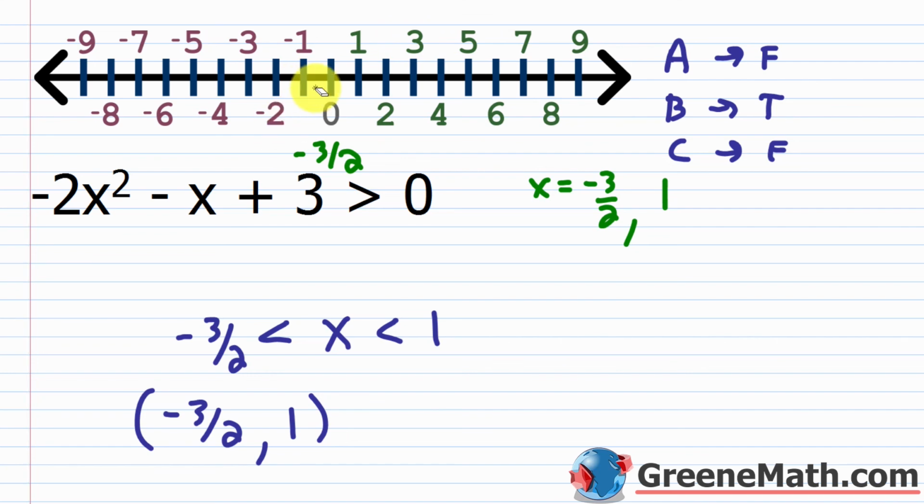Then graphically, let me erase all this. I'm going to keep my notch there for negative 3 halves. So graphically, I'm just going to put a parenthesis at negative 3 halves and a parenthesis at positive 1, and then just shade everything in between. So this is my graphical solution. This is my interval notation. And then again, using x is greater than negative 3 halves and less than 1.